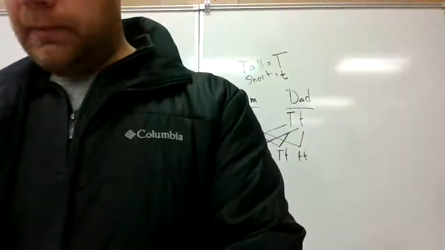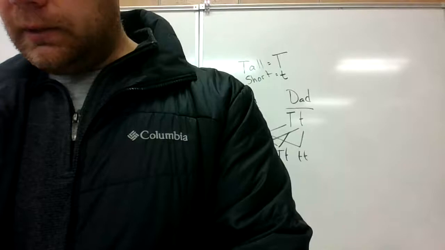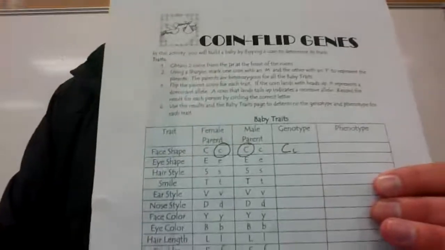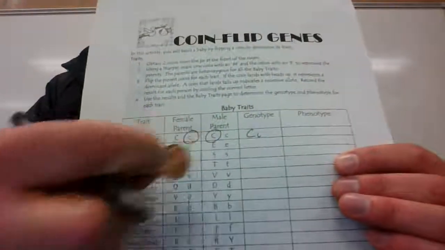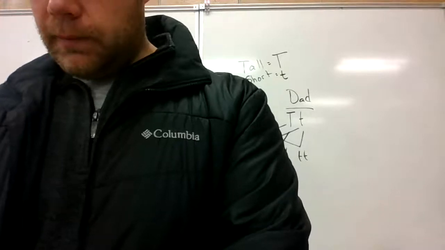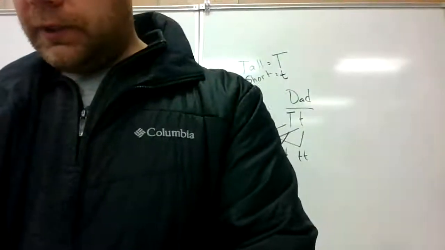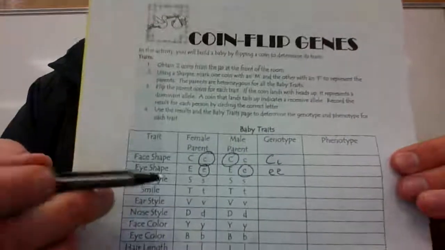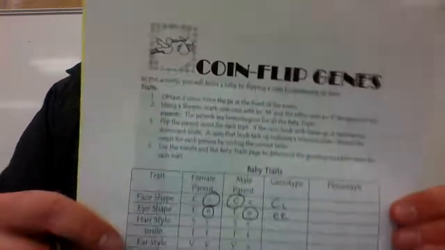So over here, I'm going to put capital C, lowercase c. Okay. Same thing for eye shape. I flip the coin again, once for mom, once for dad. Let's say that I get tails for mom and tails for dad. So I circle the second allele for each. And now I have recessive for the genotype for the child. Then I do it for hairstyle. Then I do it for smile, etc., etc.